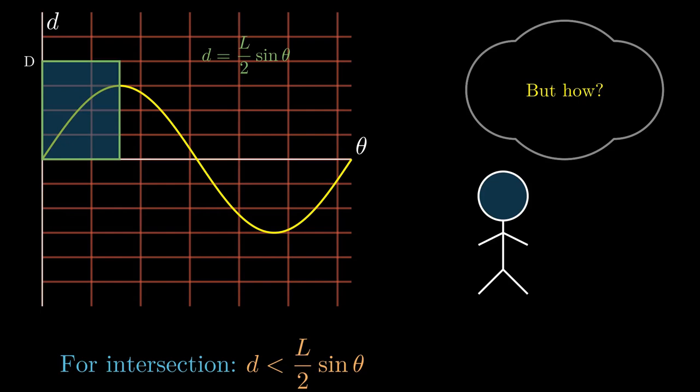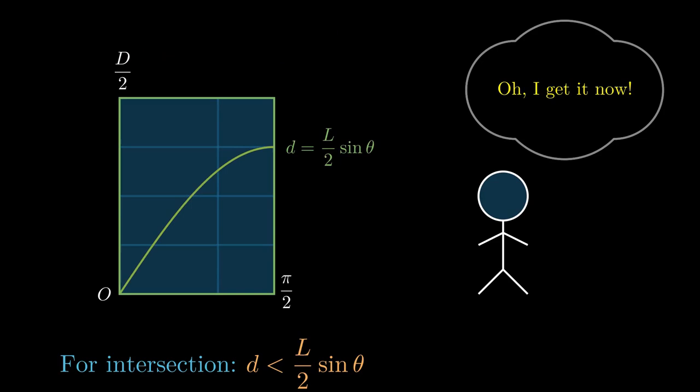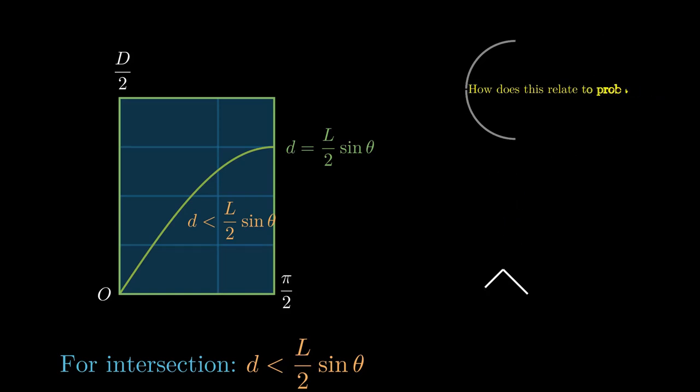For now, feel free to ponder on why the rectangle extends well above the highest point of the sine curve by pausing the video. Zooming in on that particular rectangle, see how the area that is bound by the sine curve represents the condition of the needle crossing one of the lines. The whole rectangle, meanwhile, represents all the configurations of angles and distances that the needle can fall with.